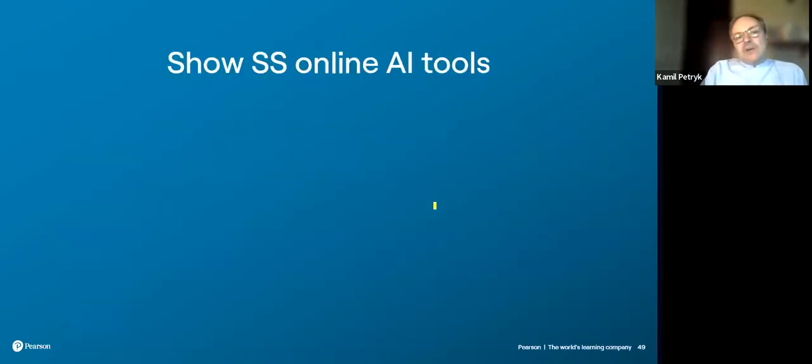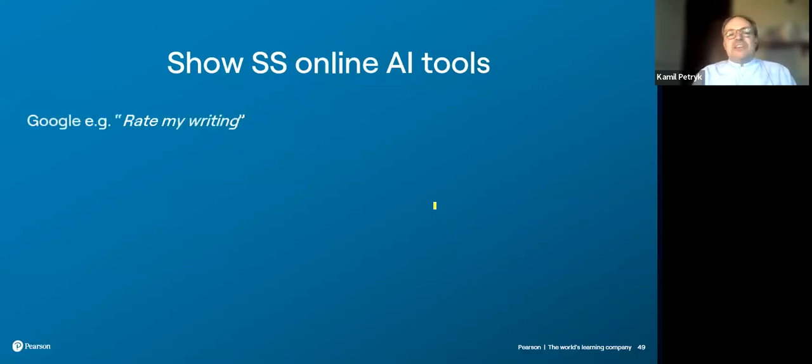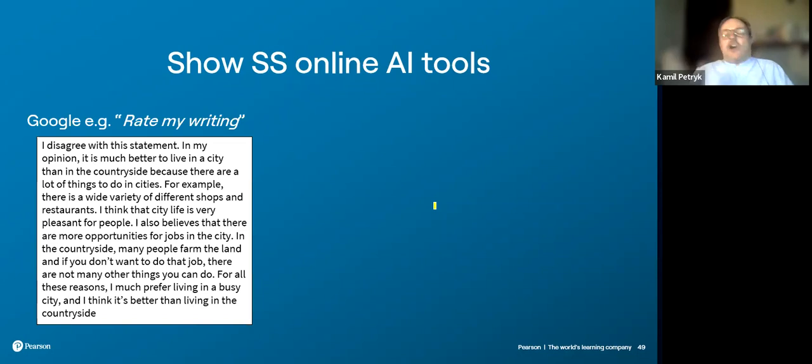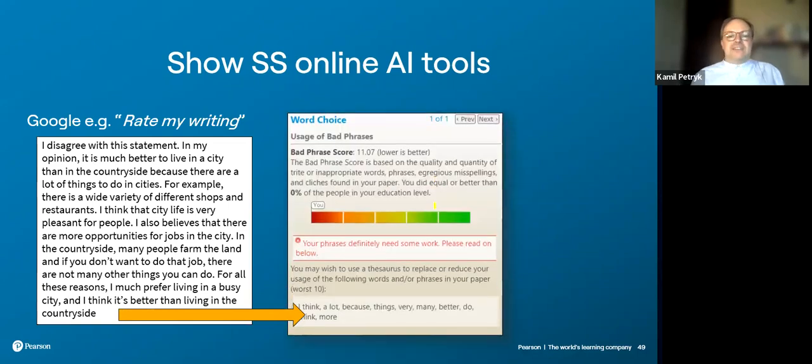I would suggest also showing your students some online artificial intelligence tools that they can easily reach, and they can get a lot of help also on their own in their individual work. So if you simply Google rate my writing, you will find a lot of websites where you can simply copy paste a text, and you can get very nice reports discussing the content of the text.